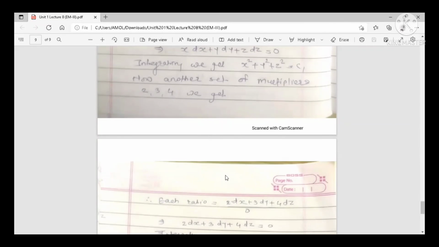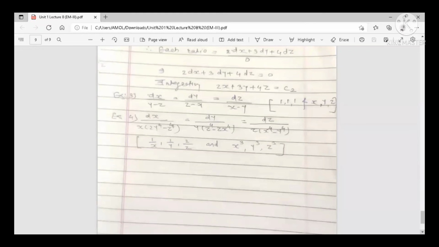And you do the addition of all the terms. So we have the addition 2dx plus 3dy plus 4dz upon 0. So the denominator is 0, so the numerator term is also 0. So 2dx plus 3dy plus 4dz is equal to 0. Now variables are separated here, so integrating we get 2x plus 3y plus 4z is equal to c2. Okay, so this is the second set of solution.